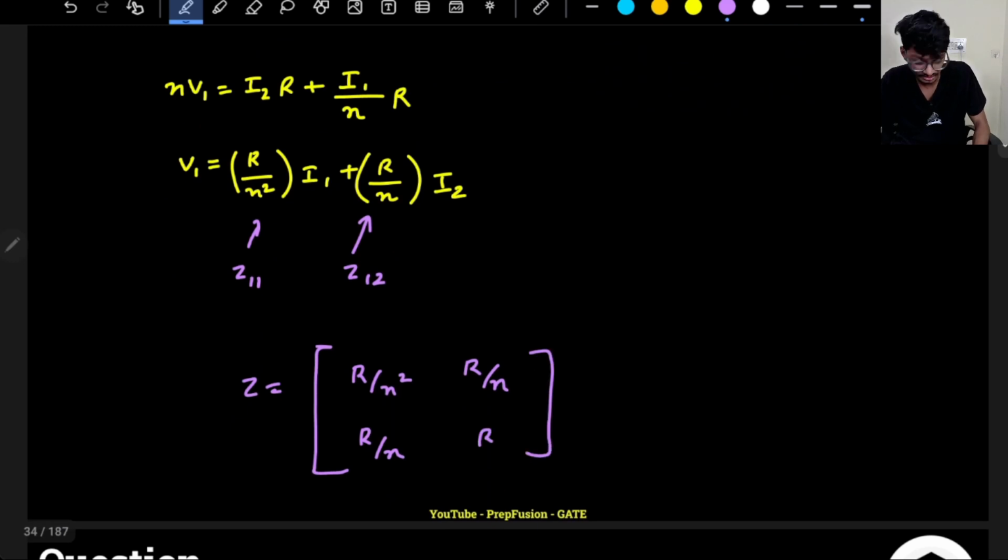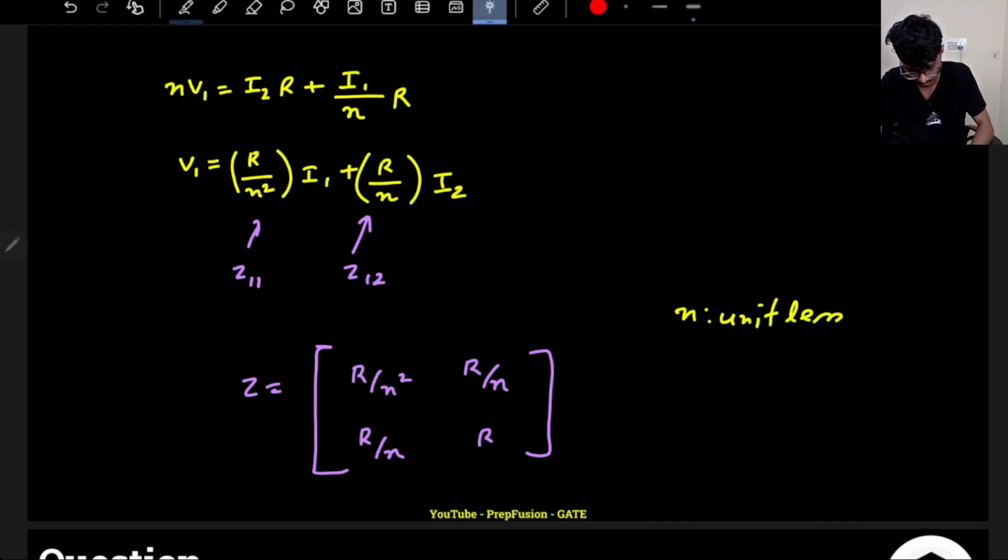Okay, and you might feel like the unit of Z parameter is ohms. So is it different here? It is same, right? N is just a quantity that is unitless. So if I divide and multiply by N, it does not change the unit. So unit here is always R.